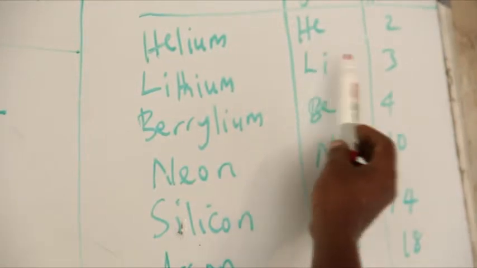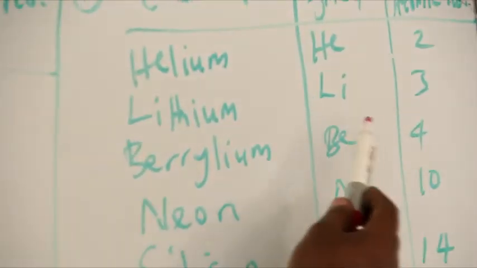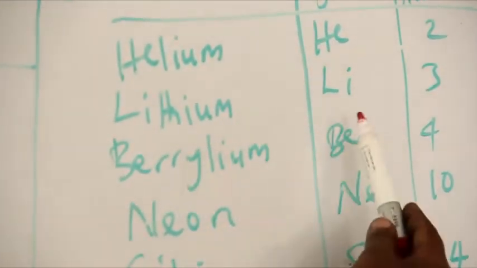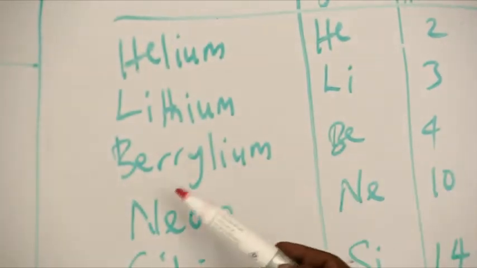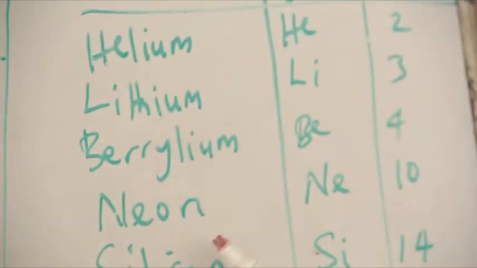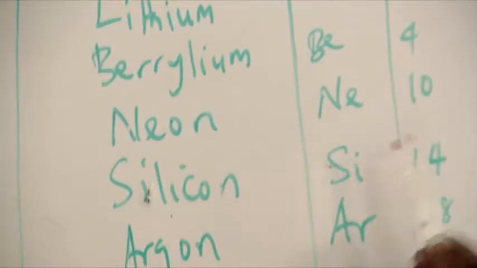Now, let's go back to the table and observe other elements with this kind of notation. Here we have helium as He, in position 2 in the periodic table. Lithium Li and position 3. Beryllium Be, atomic number 4. Neon Ne, atomic number 10.